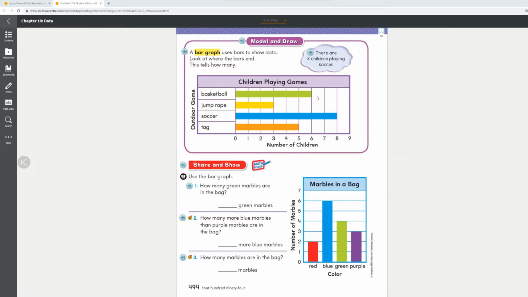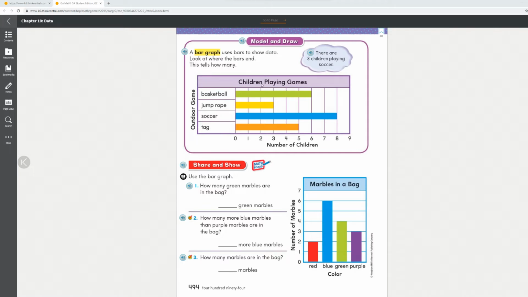So the very first thing we always do when we look at a graph is we look at the survey and the categories. So the survey is children playing games. As you can see, we have the title of the survey at the very top. So there are 8 children playing soccer. That's just one of the categories over here that they have. So the categories are the outdoor games. We have basketball, jump rope, soccer, and tag.